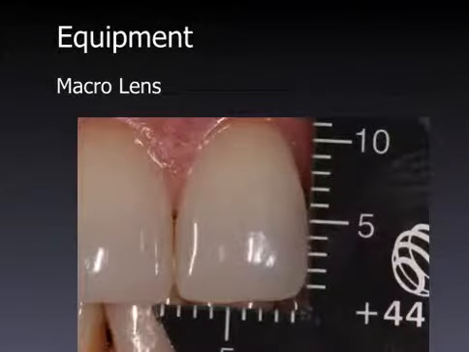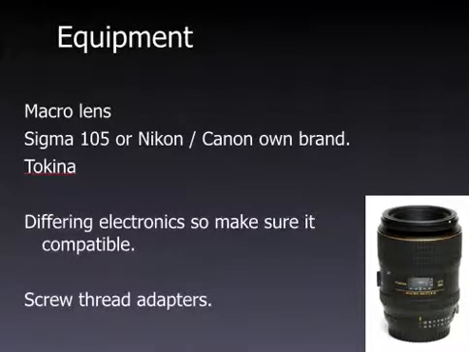And like I say, the beauty of a macro lens is that you can get very close and almost take a single tooth. The macro lenses are expensive. You can buy Nikon or Canon own brand. Cheaper alternatives are available, such as Sigma or Tokina, but you do have to ensure that these cheaper ones are compatible, because the electronics are slightly different between Nikon and Canon.